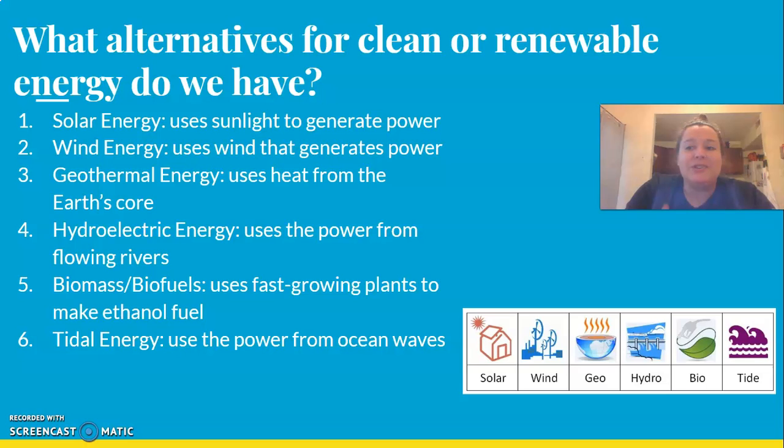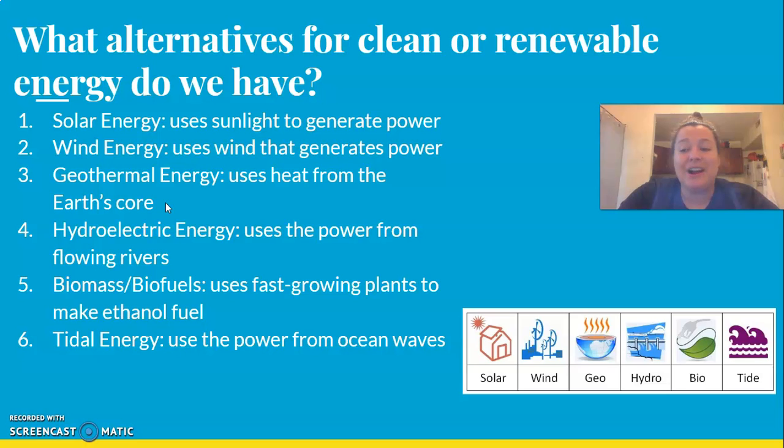But honestly, using all of these types of energy in some way all around the world and all around our country is what's going to lessen our dependence on fossil fuels. We also have wind energy, which uses the big windmills. We have geothermal. Geothermal actually uses the heat from the Earth's core, which is really cool.